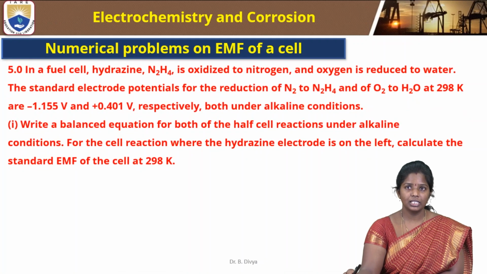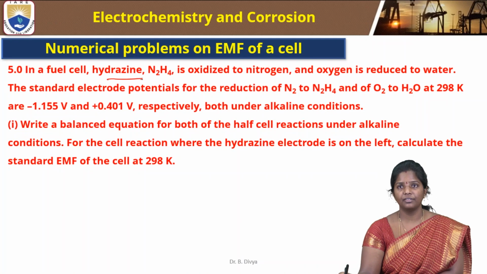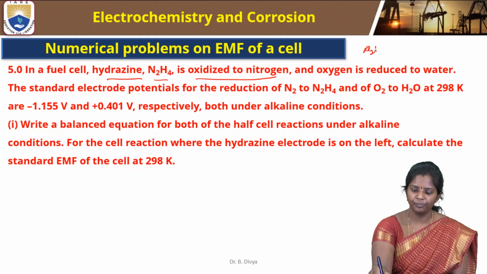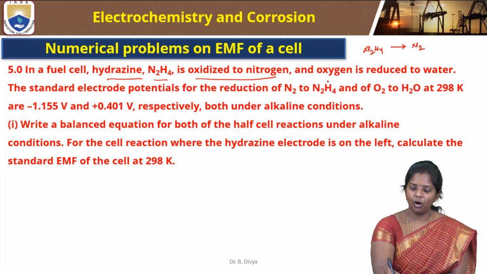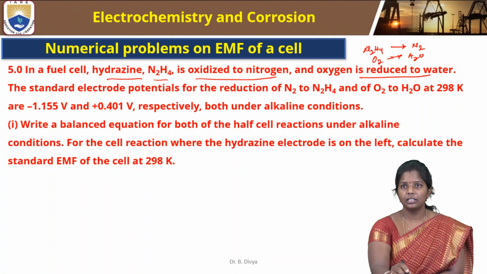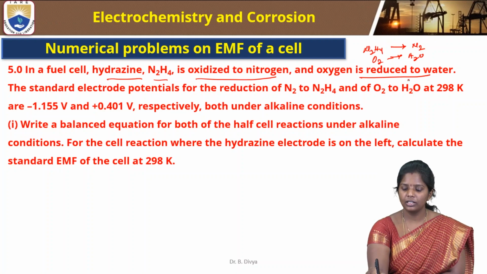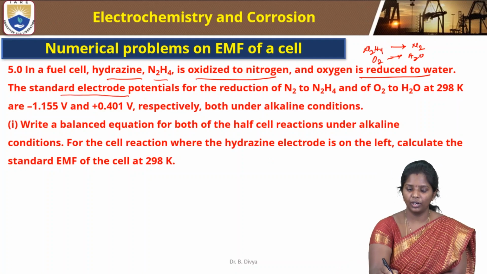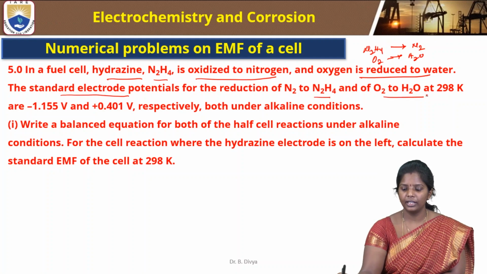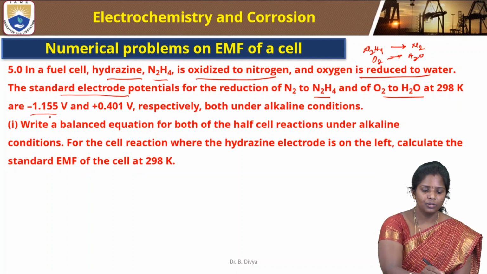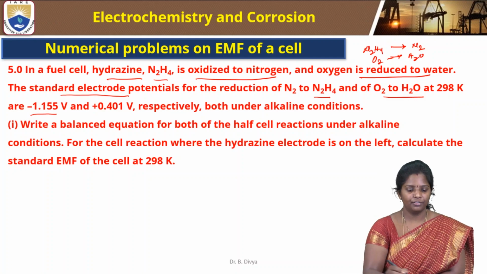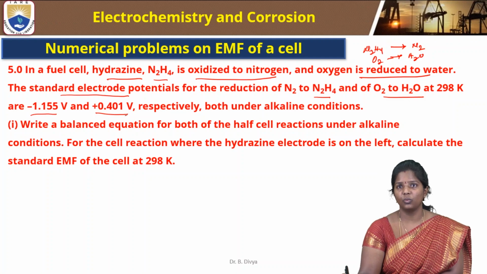Next comes the fuel cell, hydrazine. We have a hydrazine fuel cell wherein hydrazine is oxidized to nitrogen and oxygen is reduced to water. So the electrode potentials for the reduction of nitrogen to hydrazine and of oxygen to water at 298 Kelvin are minus 1.155 volt and plus 0.401 volt.